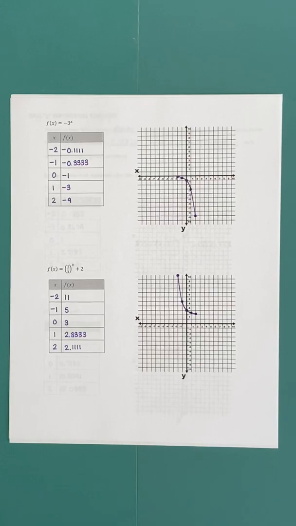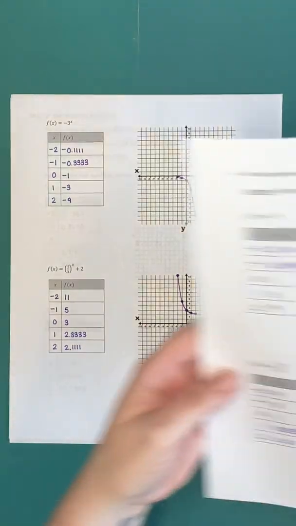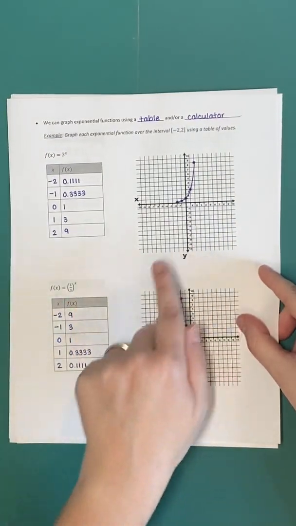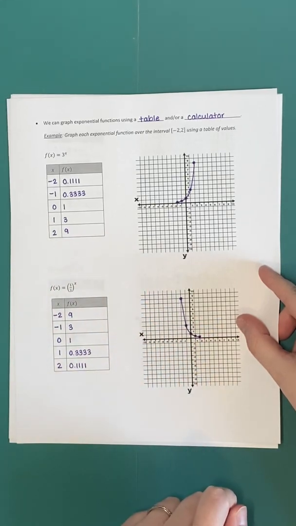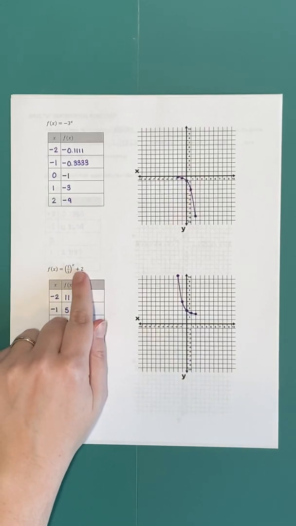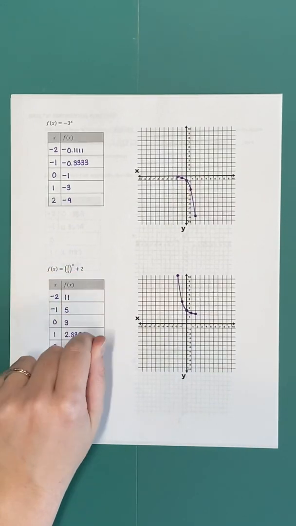So now we have an additional transformation attached to this one. We're basing it off of 1/3 to the x. We can think of this as sort of a starting point for our graph. Now we've taken that particular function and we've added on 2 to that function. What is that going to do?